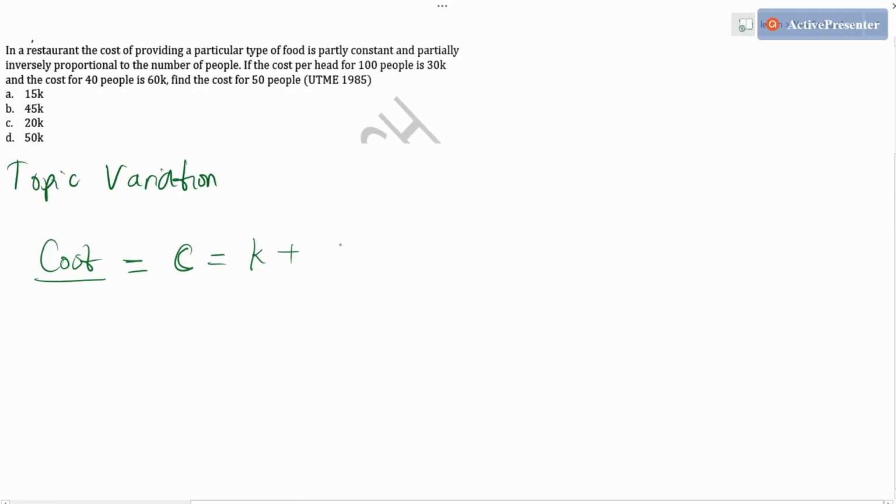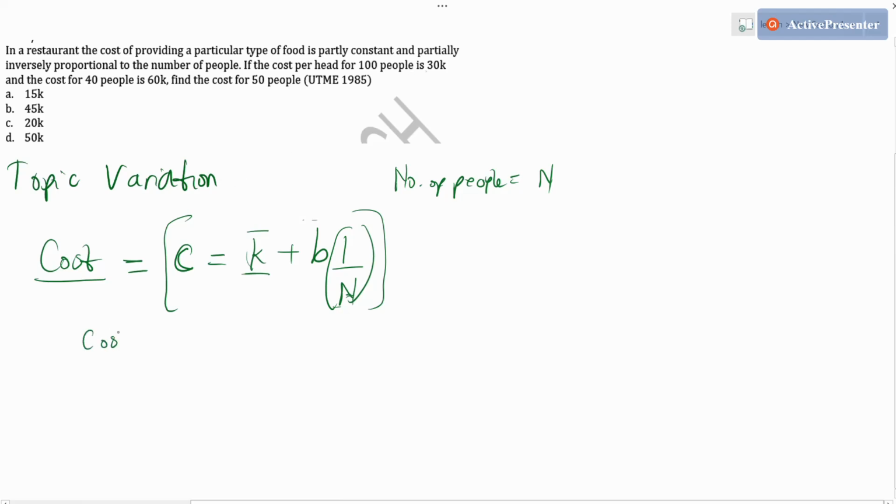The way we write this is that for the partially constant part, we're going to write K. Then, since they said it is partially inversely proportional, we're going to write 1 all over the number of people. Let's say the number of people is represented as N, so we write N under. Then we're going to have another constant of proportionality. Since they said it's partially constant, this represents the partially constant part. Then it is partially inversely proportional, so there should be another constant. I'm looking for a letter we could use; we could use B since we have already used K here. So this is our first equation: the cost is partially constant and partially inversely proportional to the number of people.